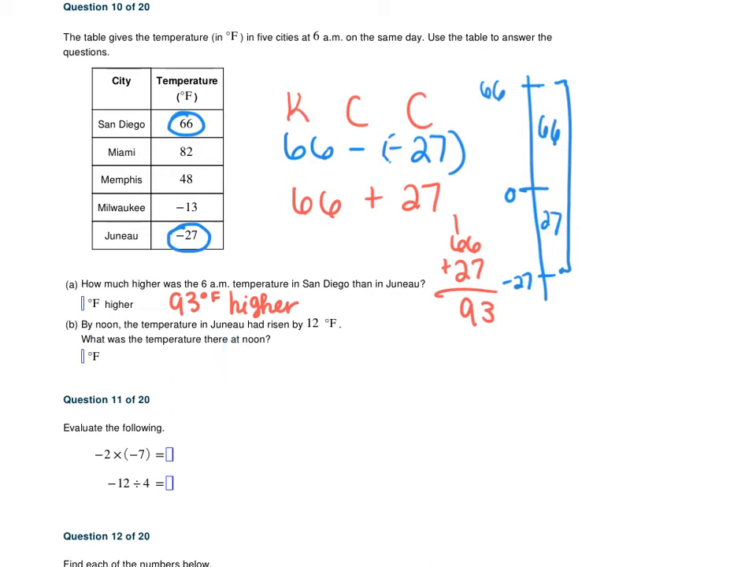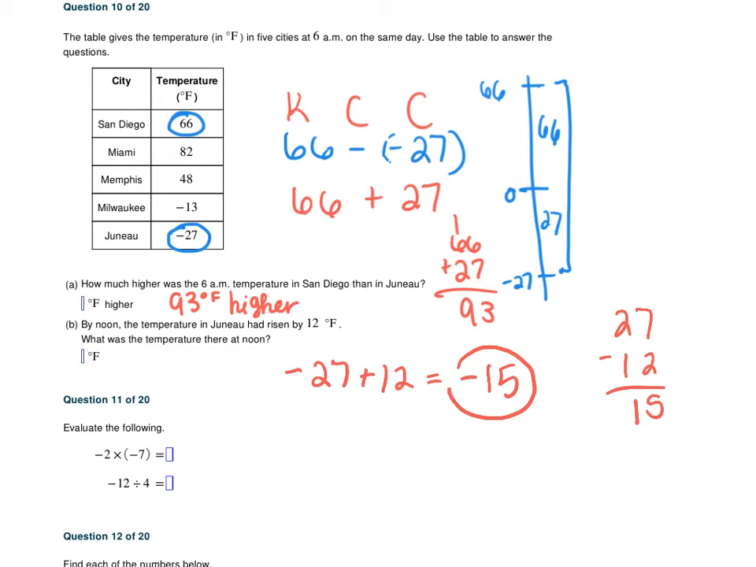B then asks us, by noon, the temperature in Juneau has risen by 12 degrees. What was the temperature at noon? So I'm just taking negative 27 plus 12. And I know I have more negatives than positives, so I know my answer is going to be negative. But then I'm going to find the difference between the two, and I get 15, so my answer is going to be negative 15 degrees Fahrenheit.